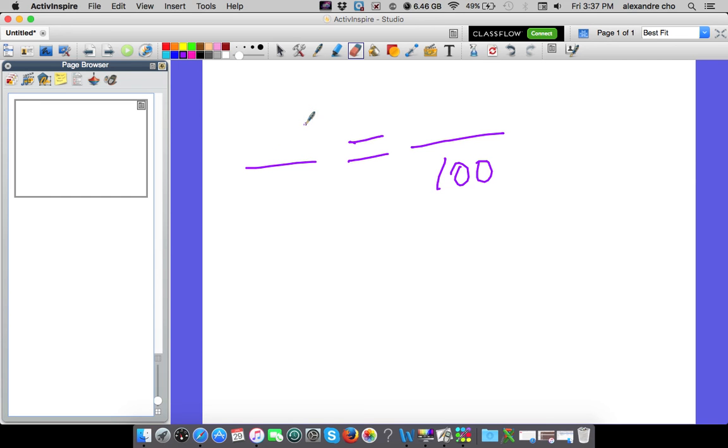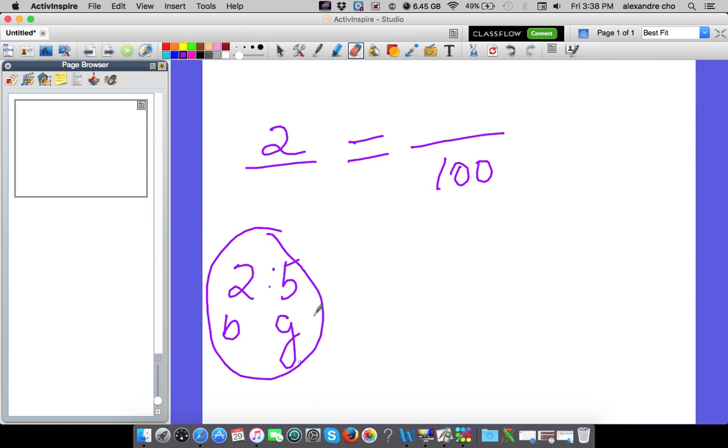So 2 to 5 means that there are 2 boys out of how many in total? Well, remember, 2 to 5, this is 2 boys, 5 girls. In this particular group, there are 2 boys for every how many people? A total of 7. And that's the relationship that we want here. This is going to be tough. Is there a relationship between 7 and 100? No, there isn't.